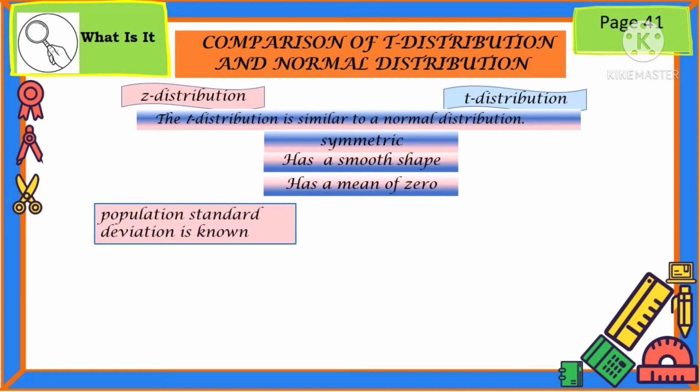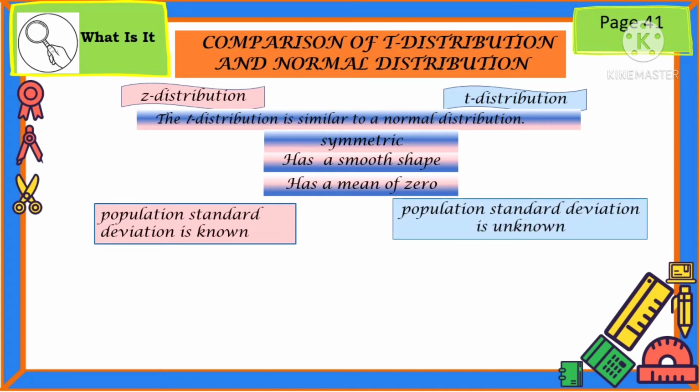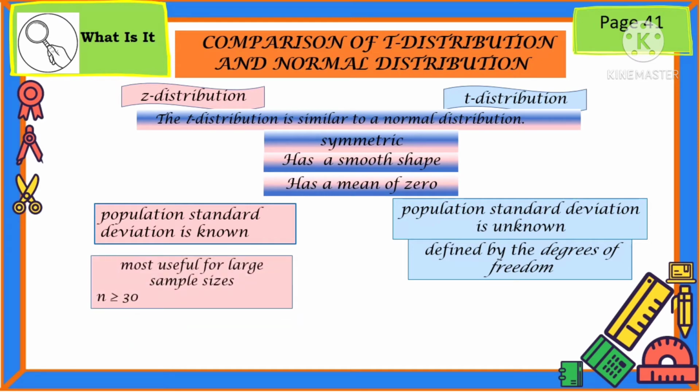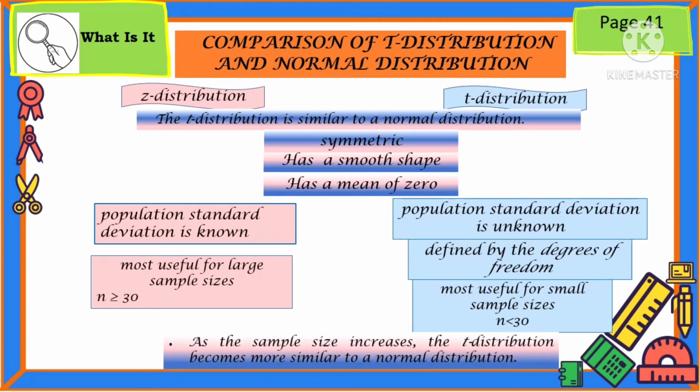In the Z distribution, the population standard deviation is known. In T distribution, population standard deviation is unknown. T distribution is defined by the degrees of freedom. The Z distribution is most useful for large sample sizes, or n is greater than or equal to 30. The T distribution is most useful for small sample sizes, or n is less than 30. As the sample size increases, the T distribution becomes more similar to a normal distribution.